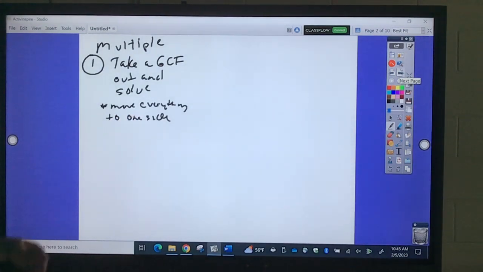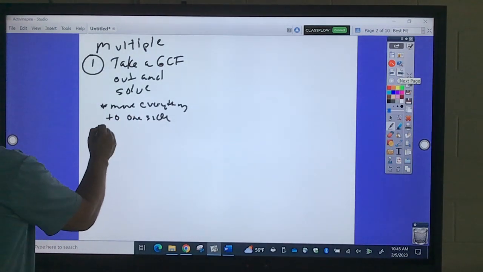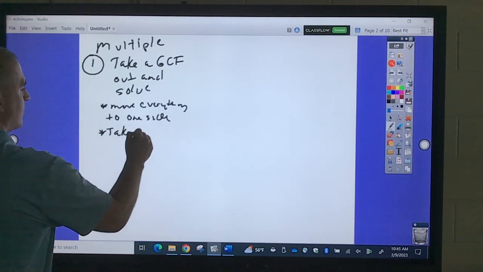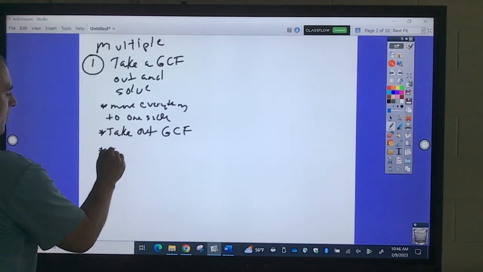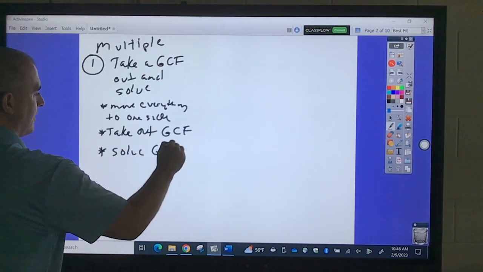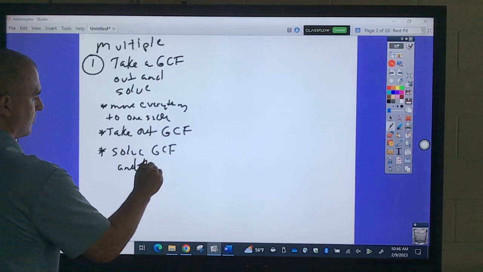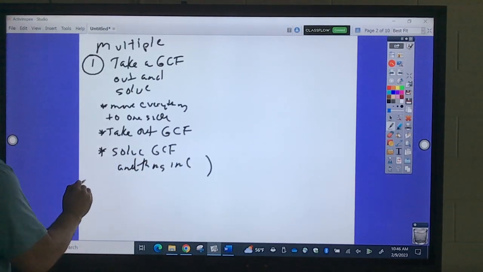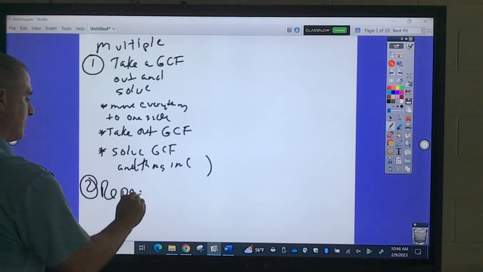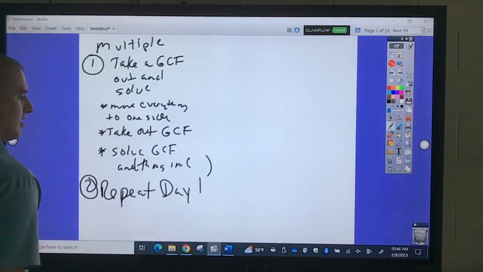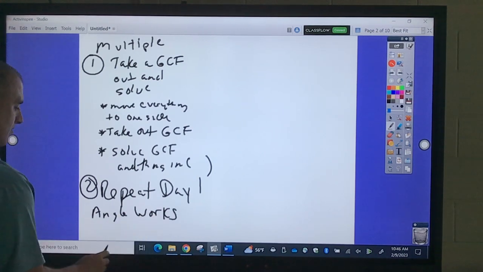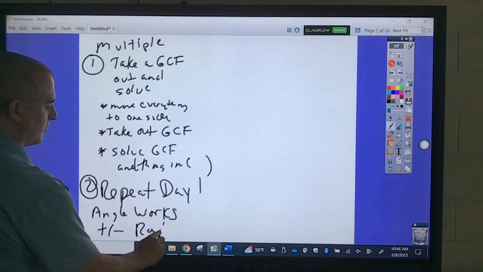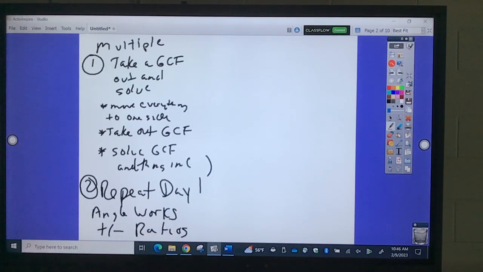So move everything to one side, okay? Take out the GCF, and then solve the GCF and the thing in parentheses, okay? And then what you're going to do after that is repeat the day 1 stuff. We find the angle that works, and we just have to consider the positives and negatives for the ratios, okay? So that's one strategy, the take-out-the-GCF strategy.